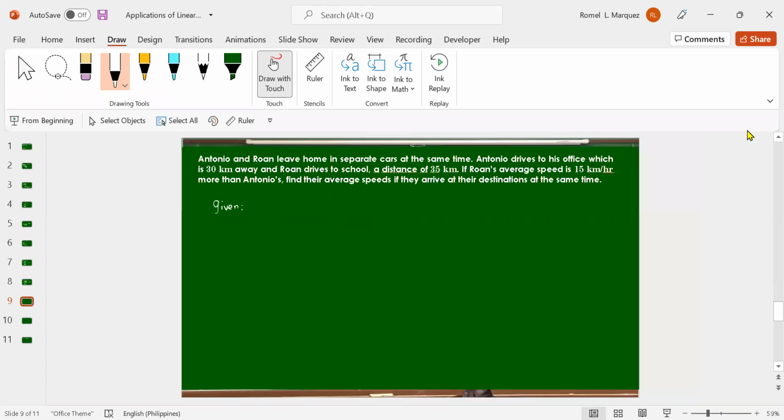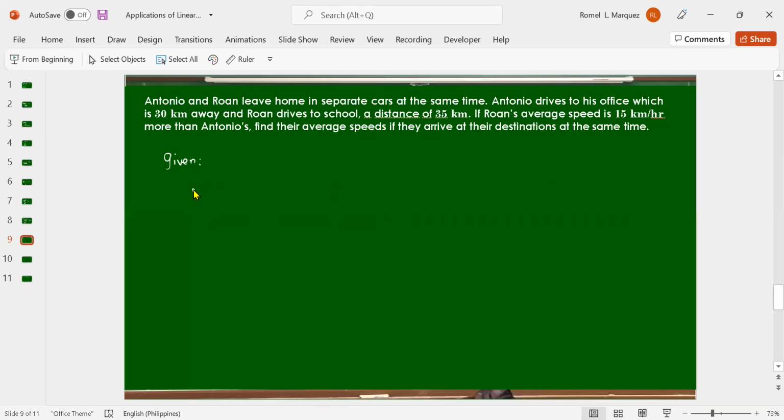Okay. So, we now have ito si Antonio going to his what? To his office. Let's say ito yung office ni Antonio, 30 kilometers. Okay? Samantalang si Roan, galing here, going to what? Going to his school. A distance of 35 kilometers. Okay, guys?